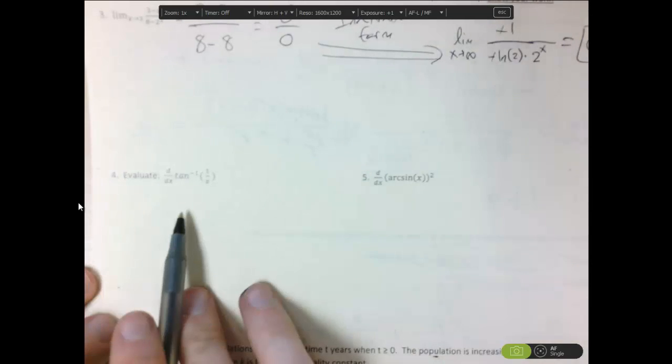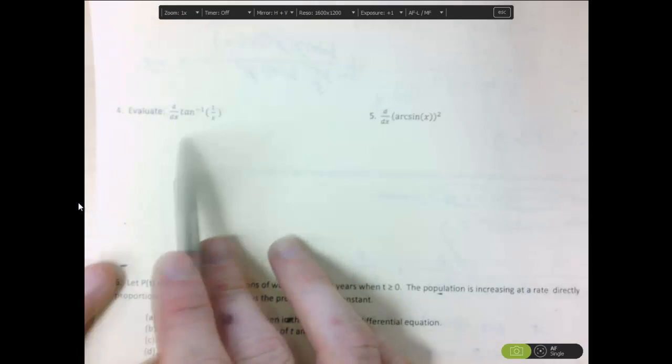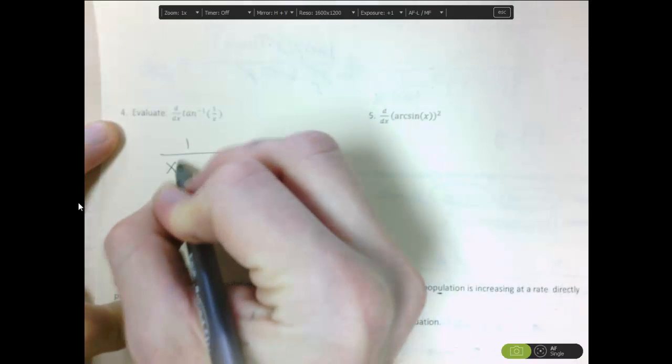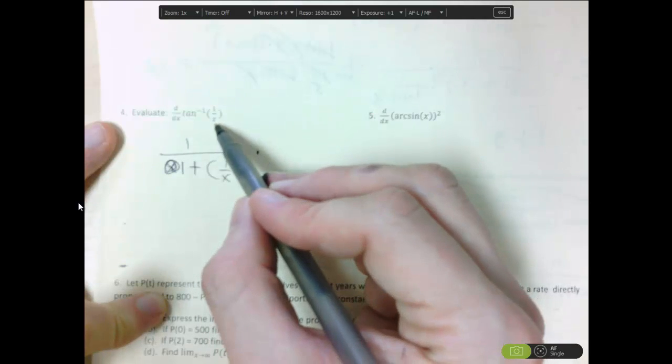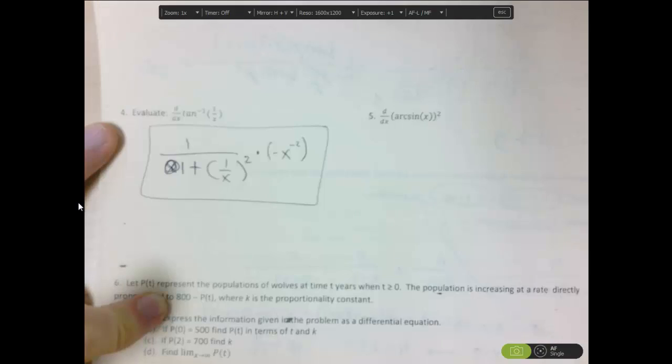Let's do these two. These are pretty much just about do you remember what these derivatives are. So the derivative of arctan is 1 over 1 plus x squared. But here it's not arctan of x, it's arctan of 1 over x, so it'll be 1 over 1 plus 1 over x squared, times the derivative of the inside, so this is x to the negative 1. The derivative of that is negative x to the negative 2. And that's good enough for me.